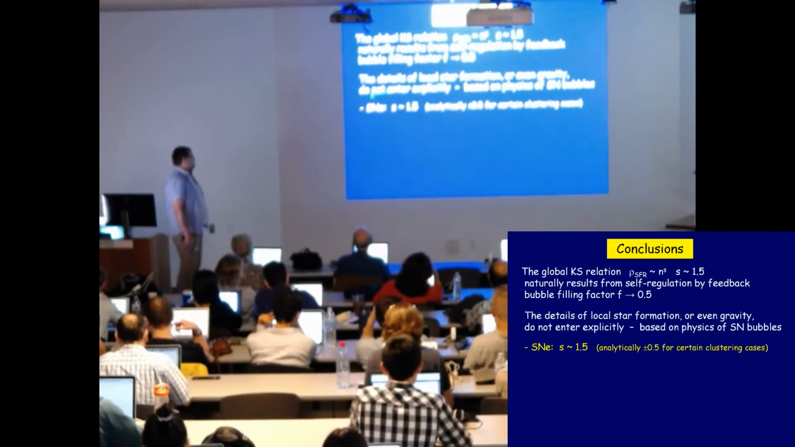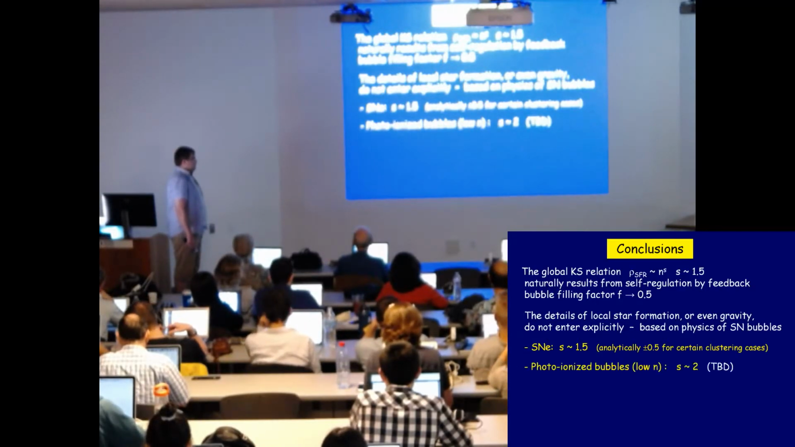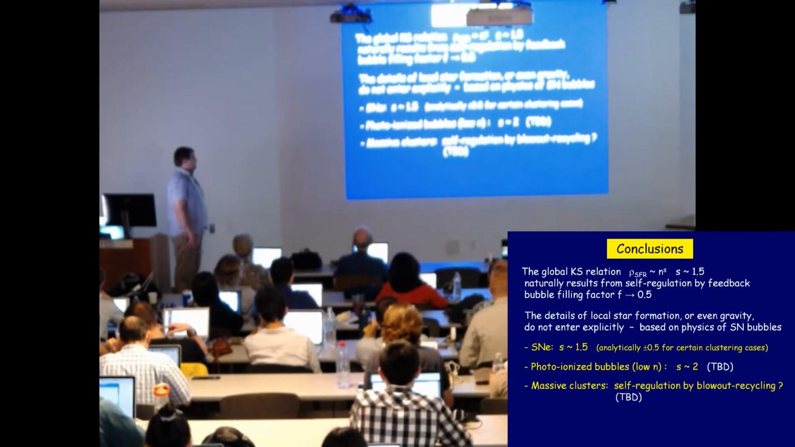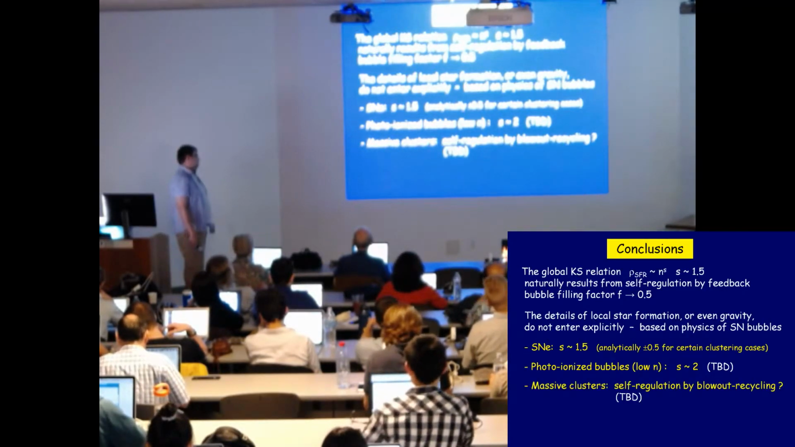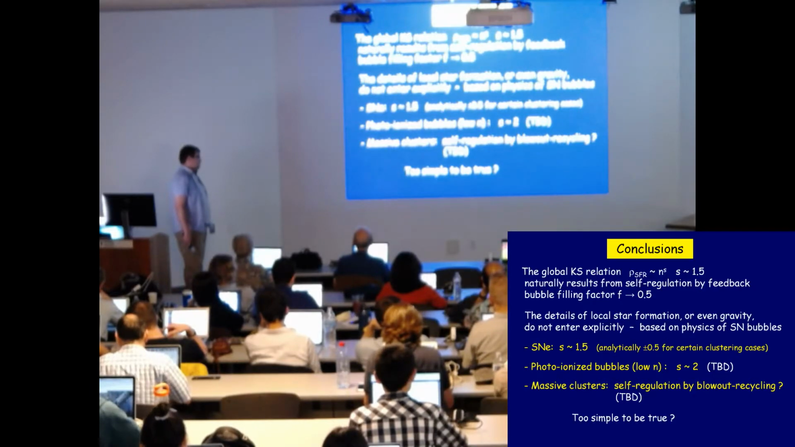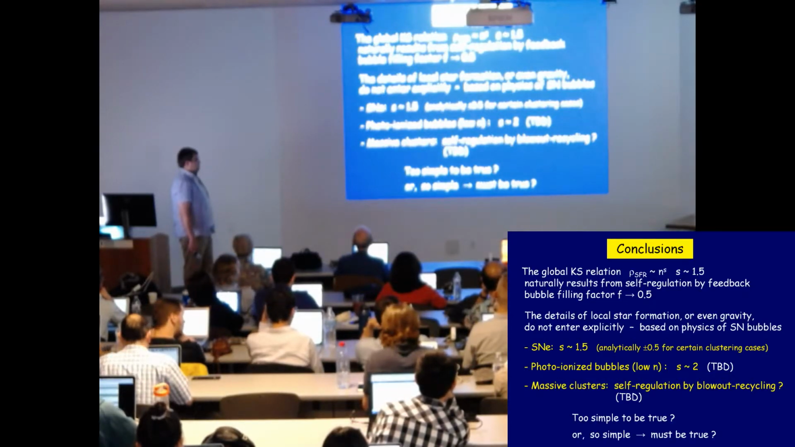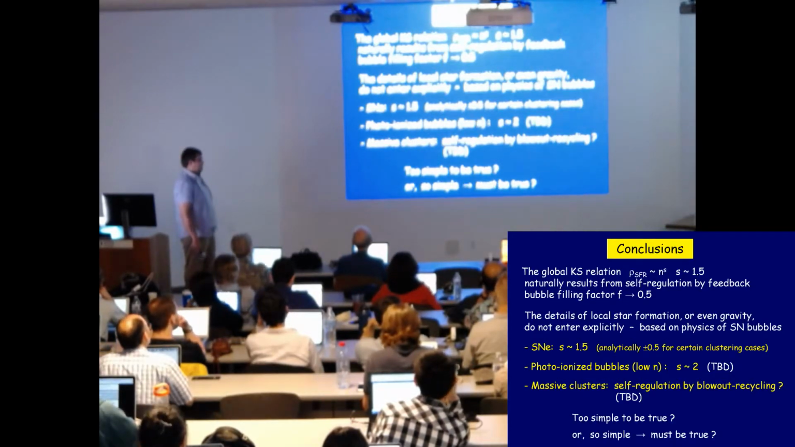For supernovae, you typically get a slope of 1.5. It may change depending on the clustering of supernovae. Photoionized bubbles give a little steeper slope, and massive clusters may be dominated by blowouts, and you have to worry about a different version of the self-regulation. Is this too simple to be true? Probably, but you may reverse the argument and say it's so simple, it must be true. Thank you.